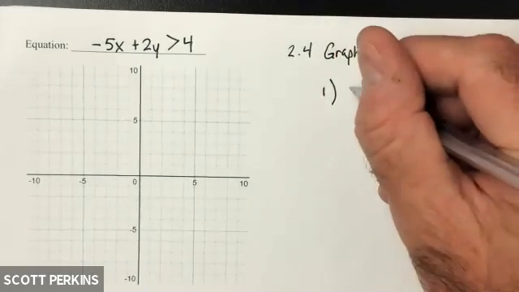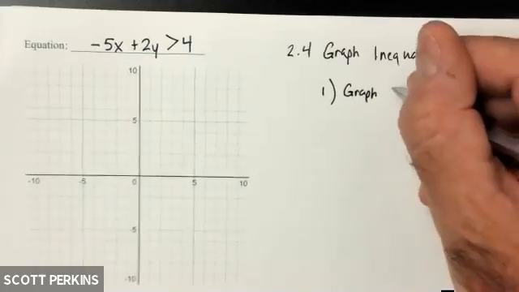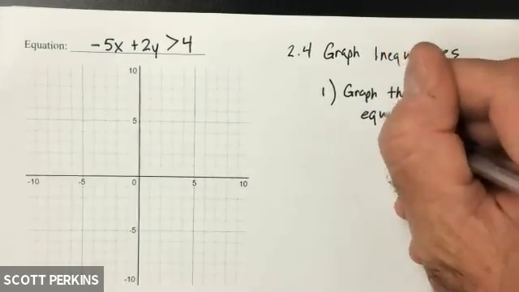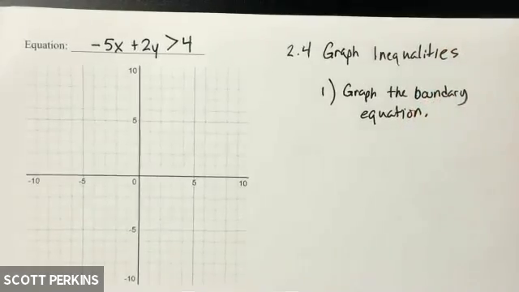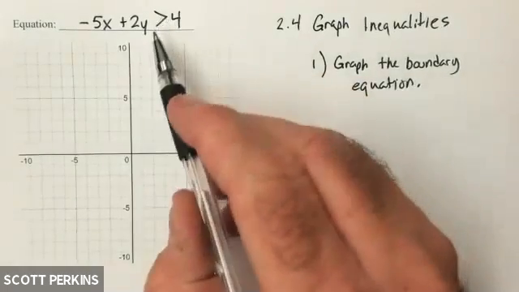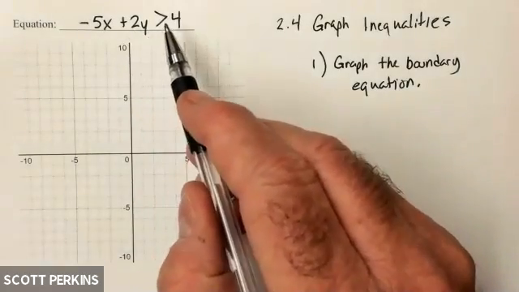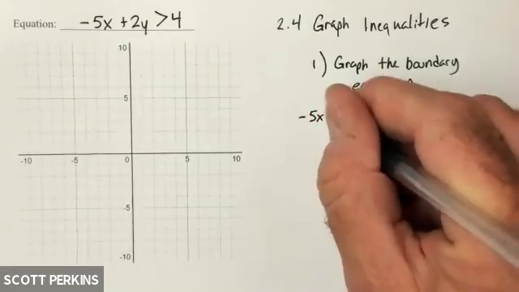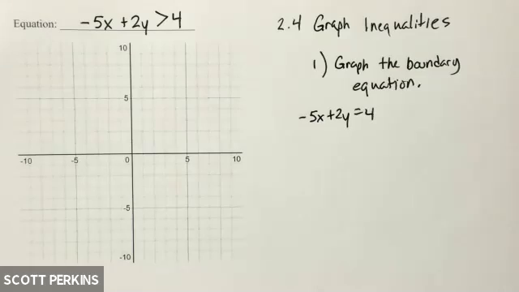Step number 1 is we are going to graph the boundary equation. Now, you might be saying, what is the boundary equation? That's a great question. All you do is you take what I've given you, the negative 5x plus 2y is greater than 4, and you change that greater than to an equal sign. So I'm going to say negative 5x plus 2y equals 4. We're going to graph that, which is something we've already done many times in this class.